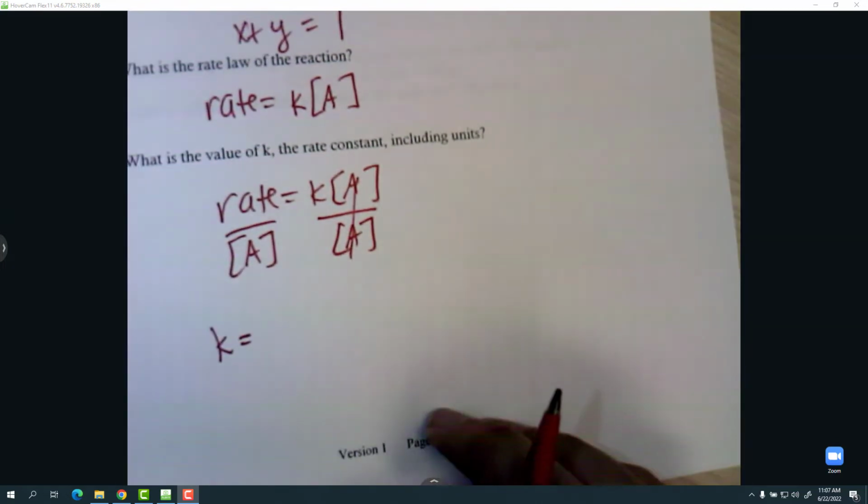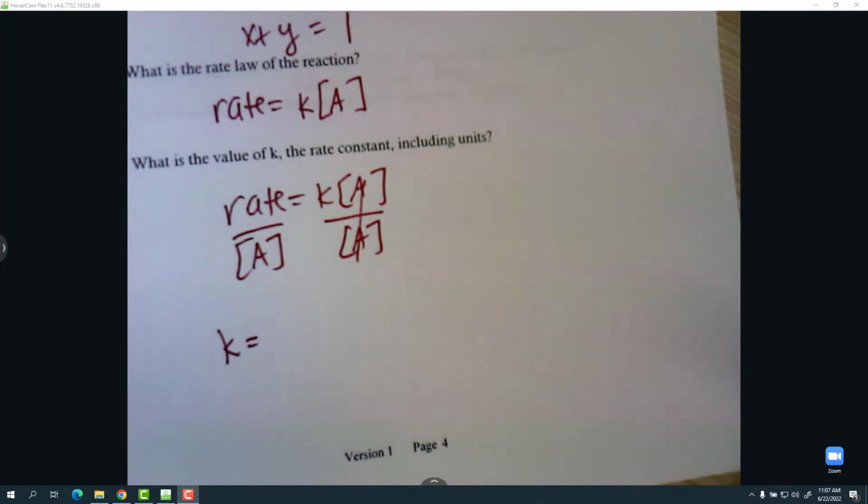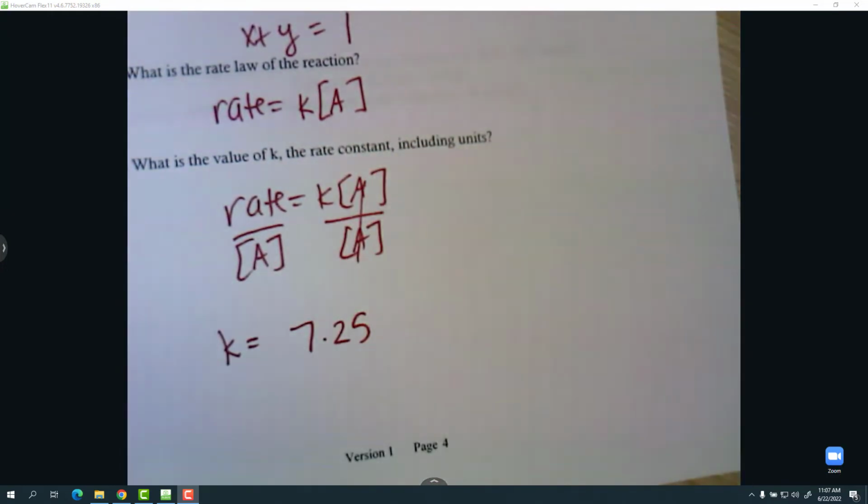Sorry, there we go. And then I'm just going to pick an experiment and plug in the numbers. So I can't show you both parts at the same time. I'm just going to pick experiment 1. I want the rate on top. It's 7.25.